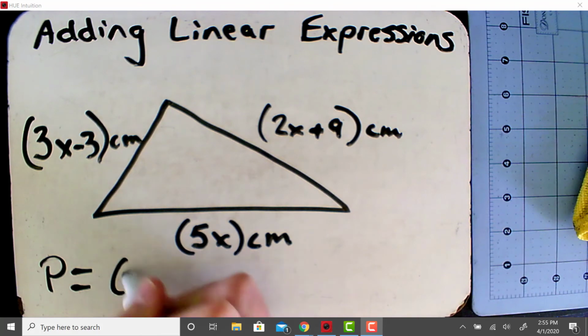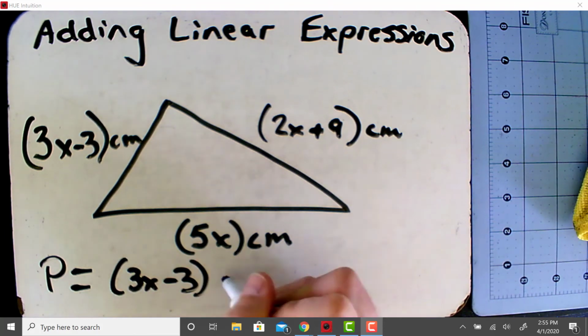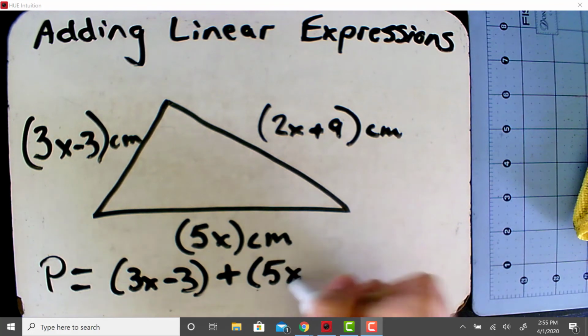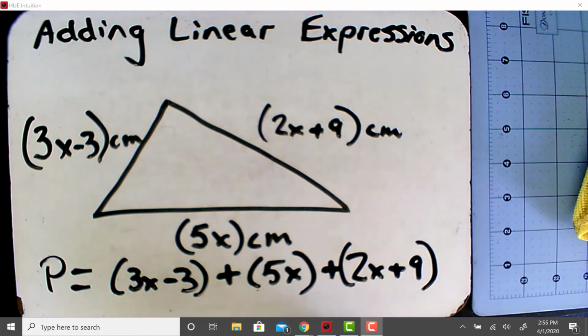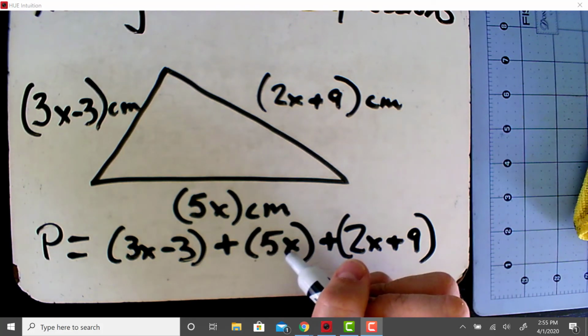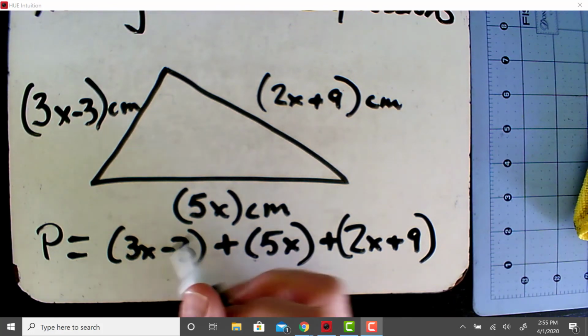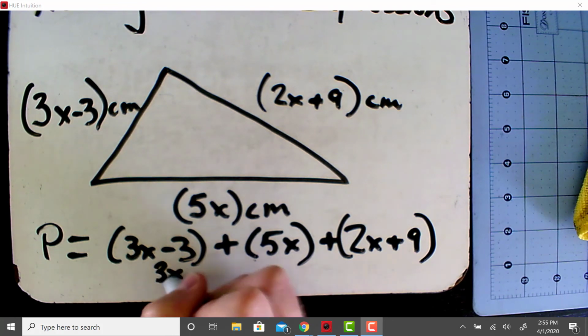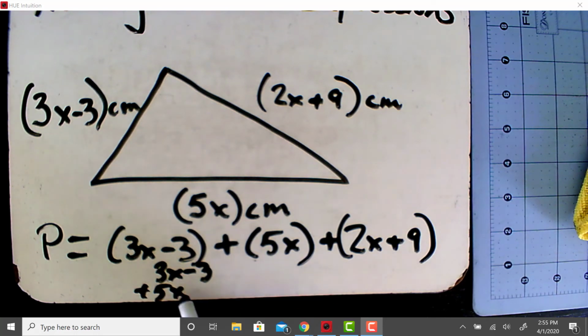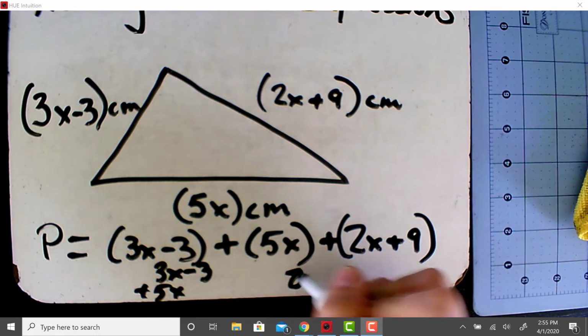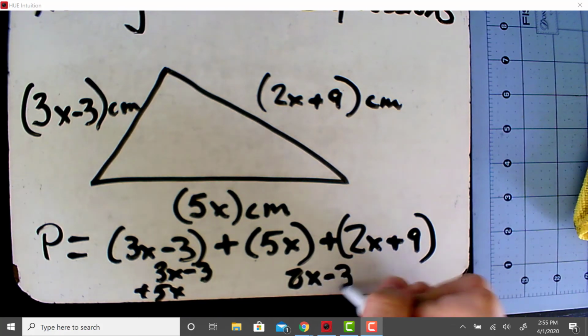So I would do 3x minus 3 plus 5x plus 2x plus 9. Now I can simplify this expression because it's super long and complicated. So let's try and simplify it. We'll start by adding the first set of terms, or the first set of linear expressions. So I've got 3x minus 3 plus 5x. And since there's nothing here, I won't put it. So 3x plus 5x gets me 8x, and I still have the minus 3, so I keep the minus 3.